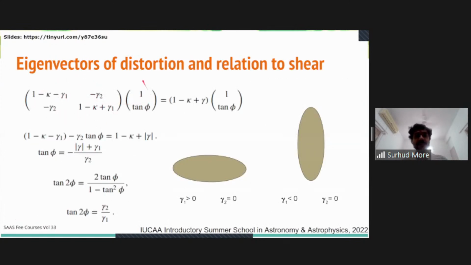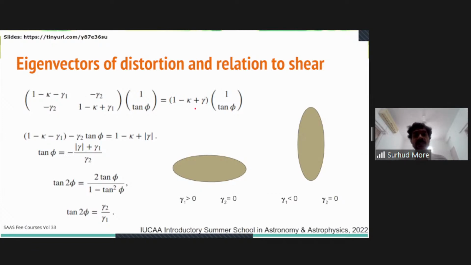In order to do that eigen analysis, you take the matrix and multiply it by a vector. Let's suppose the eigenvector has an angle phi with respect to the x-axis. Then the vector along that line is 1 comma tan phi. You take the matrix, multiply by 1 comma tan phi, and it should give you back the eigenvalue times the eigenvector. So you can compute what the eigenvectors are. One of the eigenvectors will look like this. The other eigenvector will be 1 minus kappa minus mod gamma.